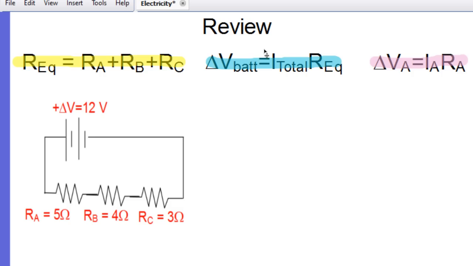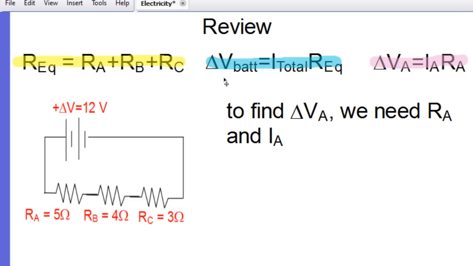But if I just want to know the voltage lost by one resistor, I do not want to use the total current. I do not want to use the equivalent resistance. I want to use the resistance of that one resistor and the current in that one resistor. Luckily for us, this is a series circuit, which means that the total current is the current through resistor A.